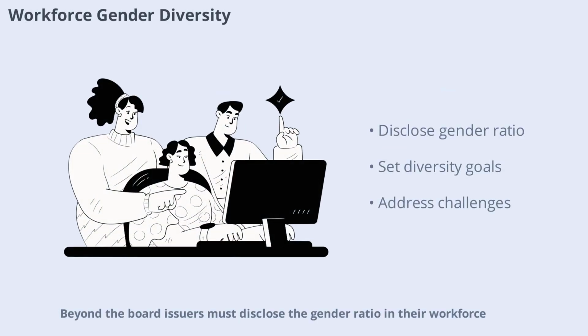Beyond the board, issuers must disclose the gender ratio in their workforce, including senior management. They should outline plans or objectives for achieving gender diversity and explain any challenges or mitigating factors. This transparency helps stakeholders understand the company's approach to inclusion and equality.